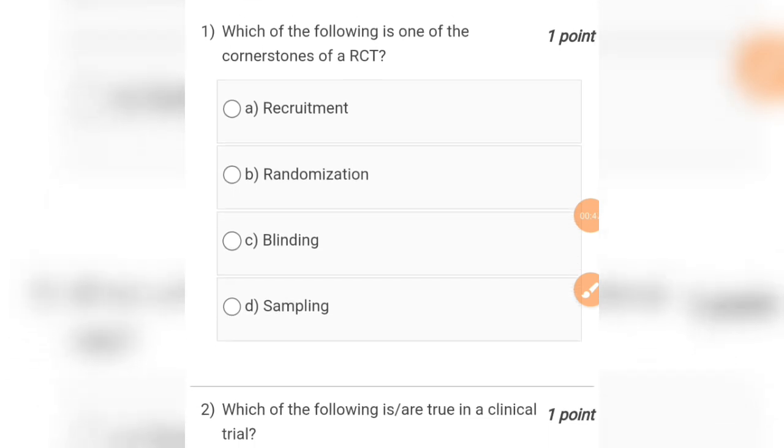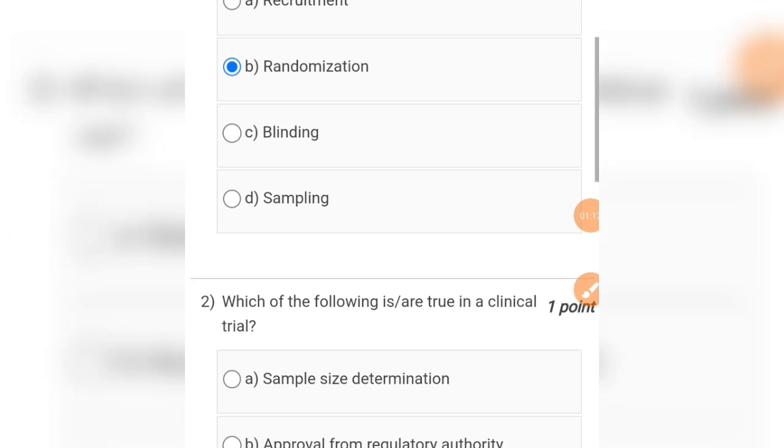Question number 1 is, which of the following is one of the cornerstones of an RCT: recruitment, randomization, blinding and sampling? For this question the answer will be randomization. Okay, option B.